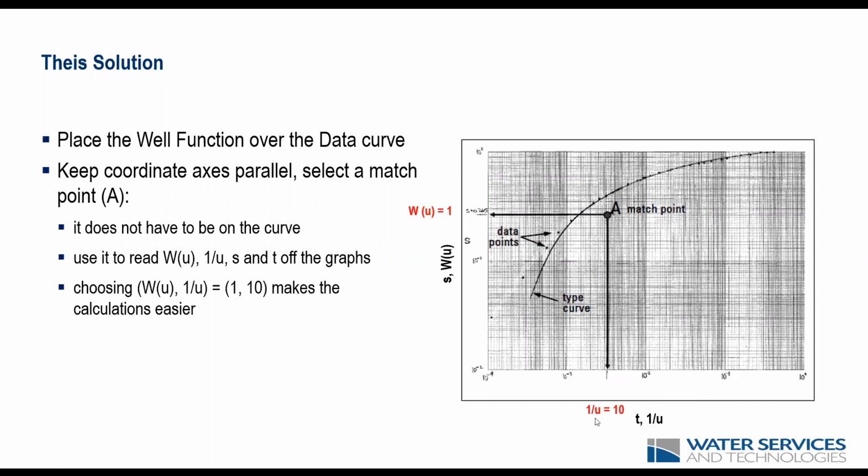And in the x-axis, we get the values for 1 over U and time. So again, when we do this by hand, it's easier if we select a match point, which falls into where the well function is 1 and where this value of 1 over U is 10. It just simplifies the calculation.